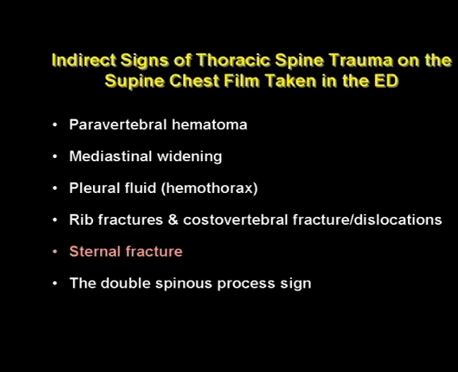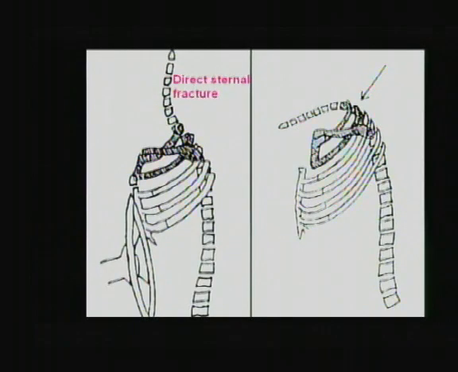Let's look at sternal fractures. There are two types of sternal fractures, and this picture is taken from Dr. Mueller's article in Emergency Radiology. The direct type, which is the most common type, is due to deceleration, where the body hits against the steering wheel and the body of the sternum is pushed back.